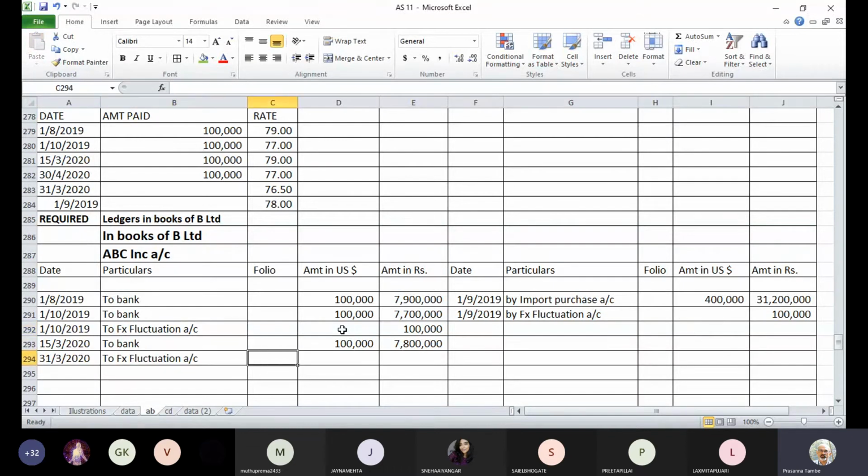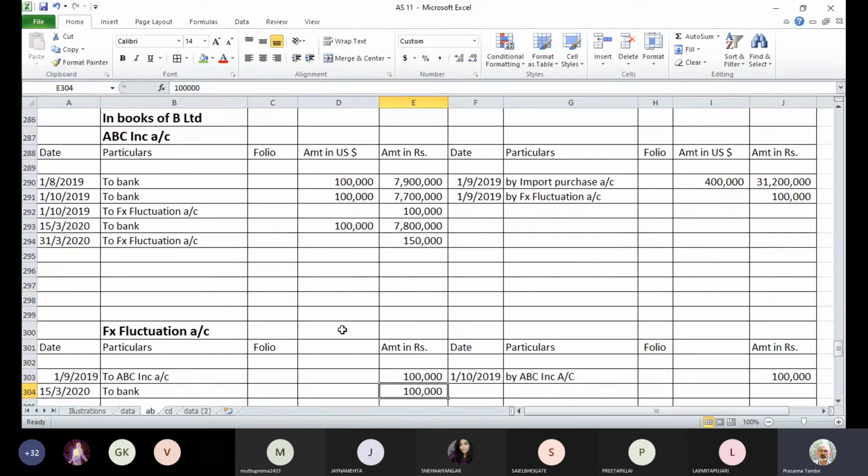How much will be the amount of entry? $1 lakh are outstanding, multiplied by the fall in the rate of dollar, which is 1.50, from the original rate of 78 on the purchase date to 76.5. So multiplied by 1.5, 150,000 is the gain that will be transferred to FX fluctuation account. The entry will be ABC Incorporated account debit to FX fluctuation account.